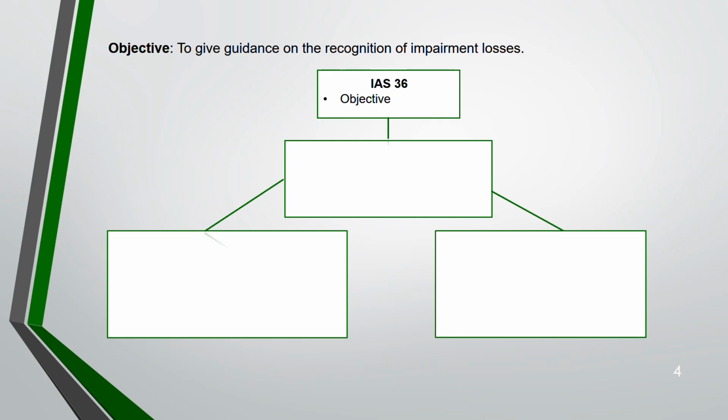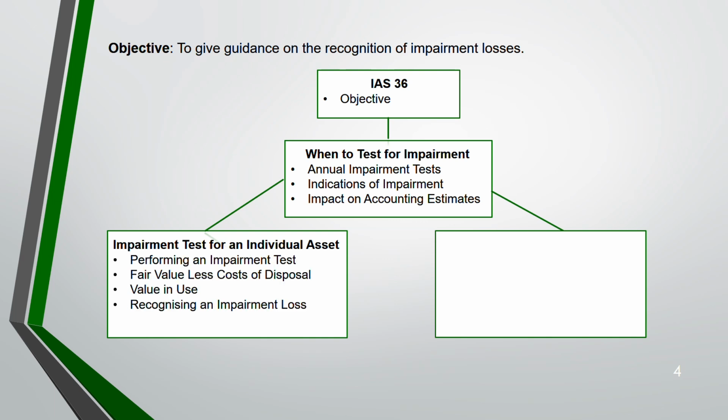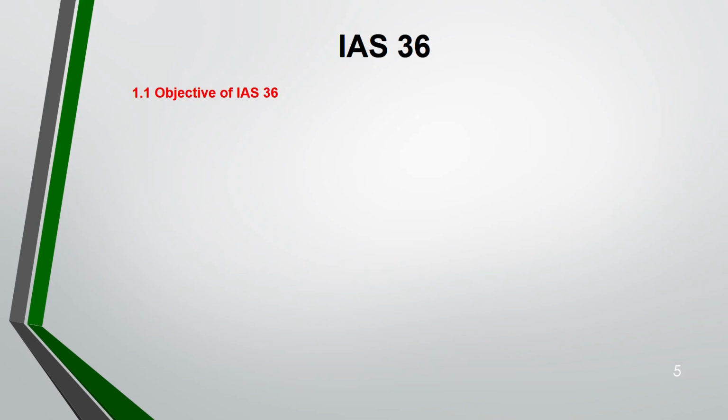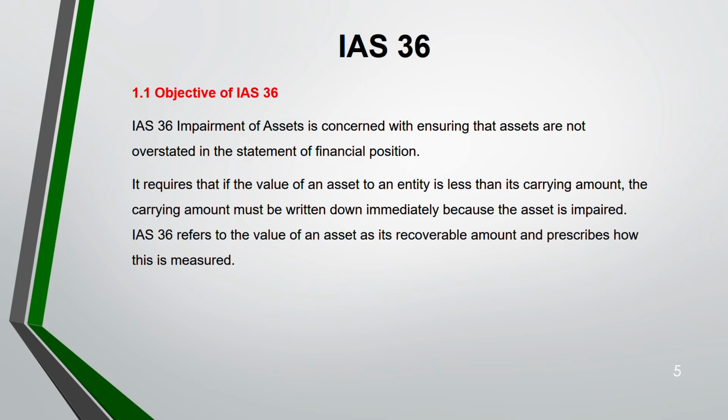So under IAS 36, when to test for impairment, we are going to go through A, testing of individual asset, B, testing of CGU. Now, objective of IAS 36. IAS 36 is concerned that your assets are not overstated in a statement of financial position. So it requires the value of your asset. This impairment is required when your value of an asset is less than its carrying amount.